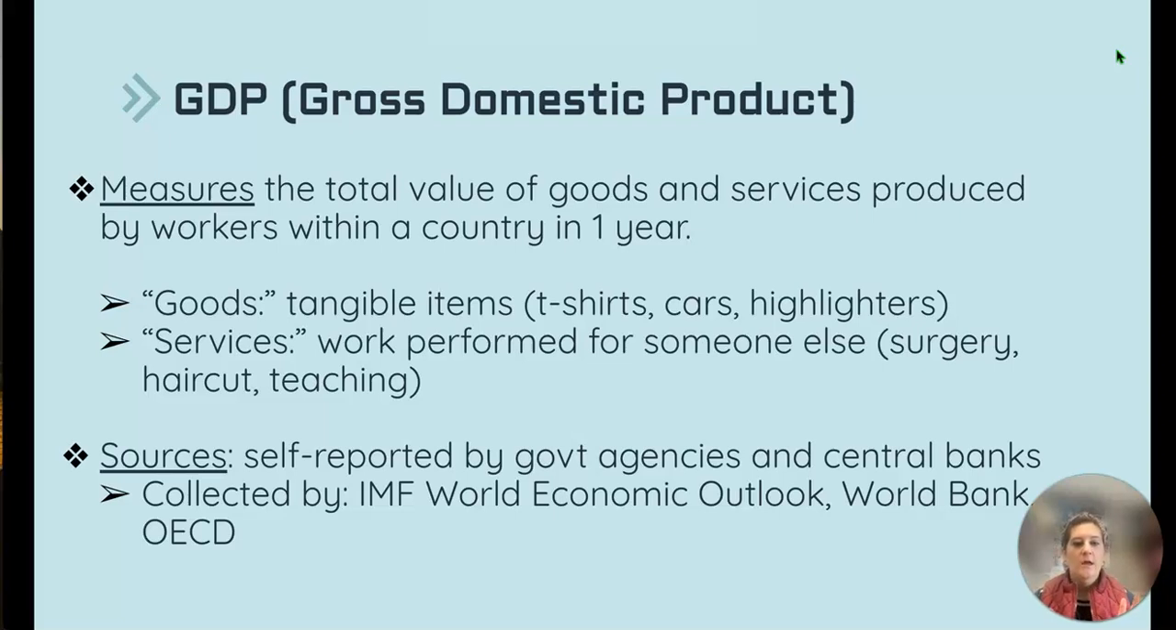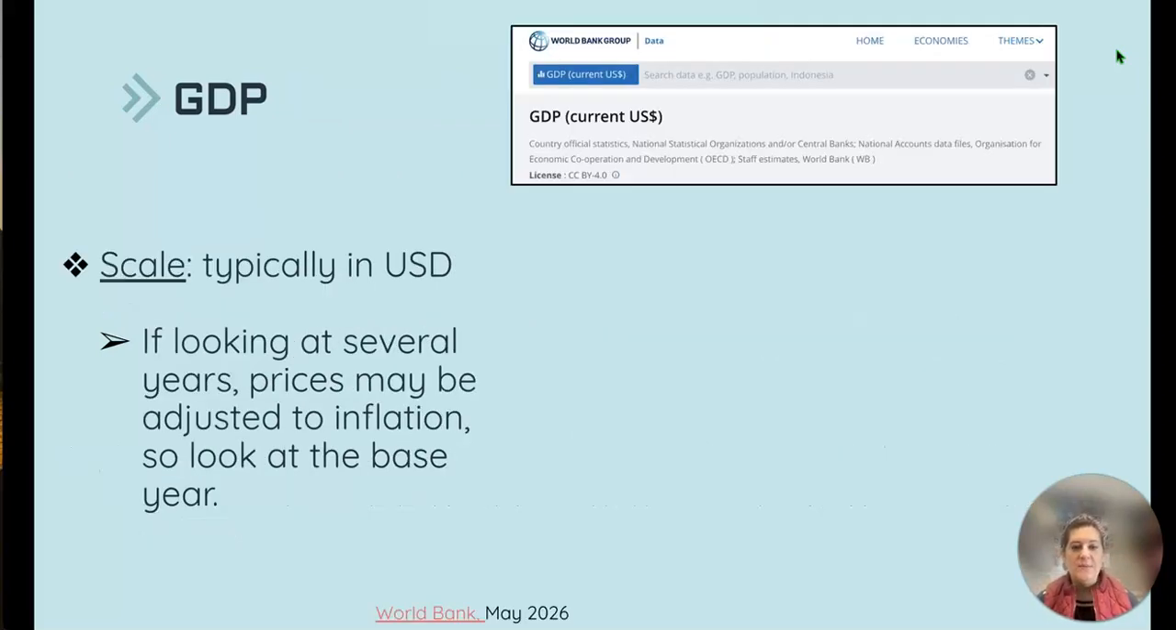Individual governments all have agencies that create and record the GDP, but it's also recorded by central banks. So groups like the IMF or the World Bank are really good sources to find that information. GDP is typically shown in US dollars, but it's not always true. So double check the format of that.